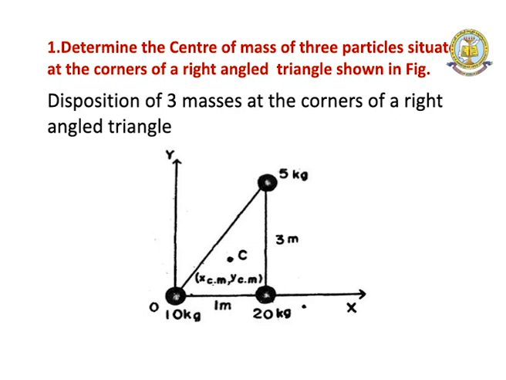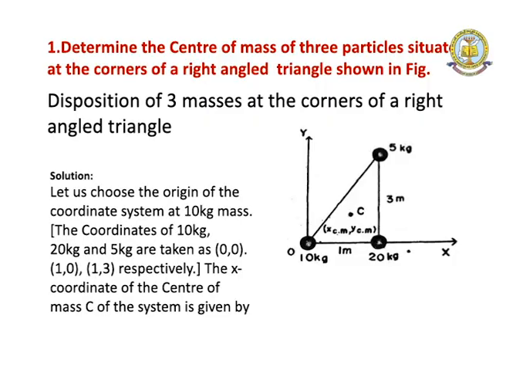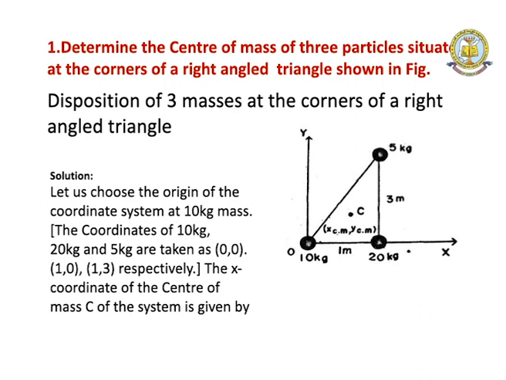The center of mass is the center C, in the x direction and y direction only. Let us consider this as the origin point, with the three masses m1, m2, m3 at these positions. So one point is 0, 0, another is 1, 0, and another is 1, 3. Now we can apply the center of mass formula in the x direction: m1 x1 plus m2 x2 plus m3 x3 by m1 plus m2 plus m3. Here x1 y1 is 0, 0, x2 y2 is 1, 0, and x3 y3 is 1, 3.